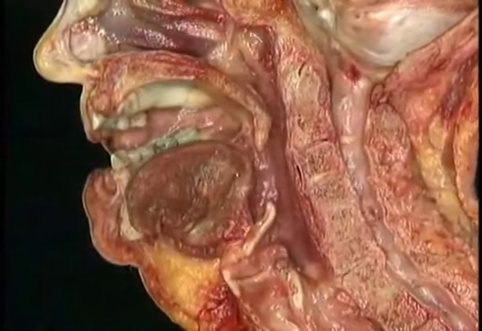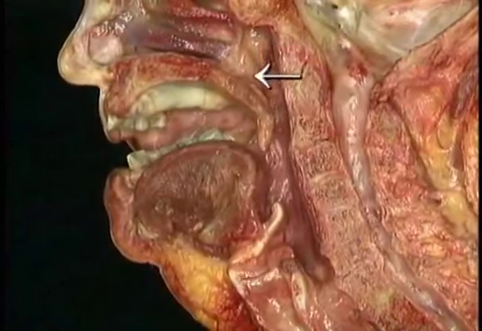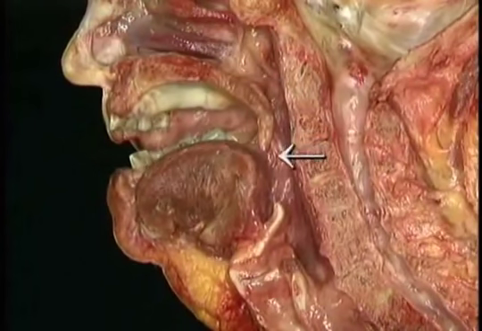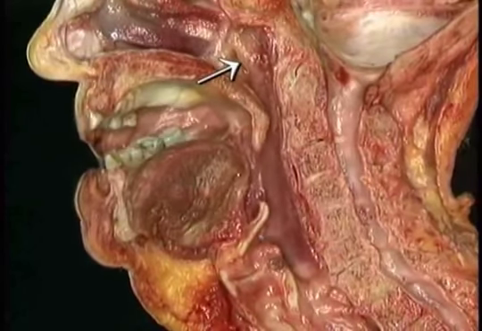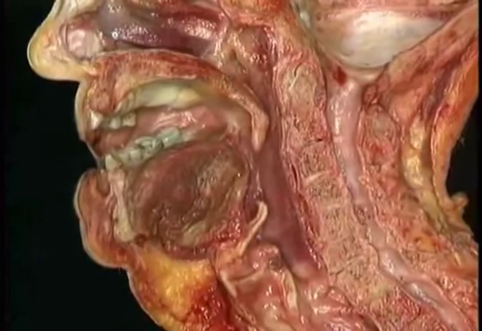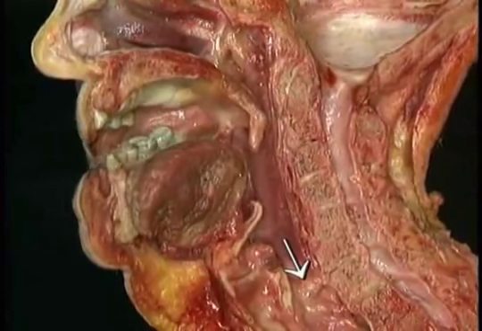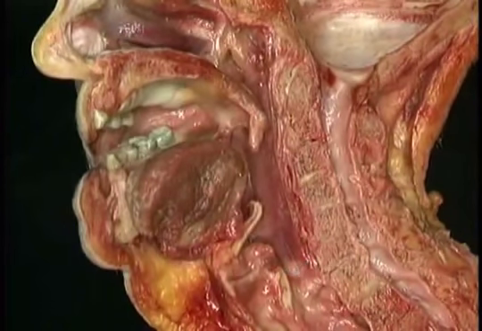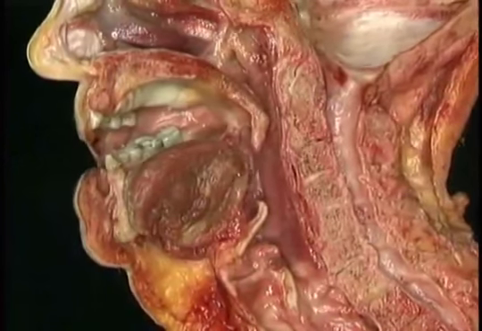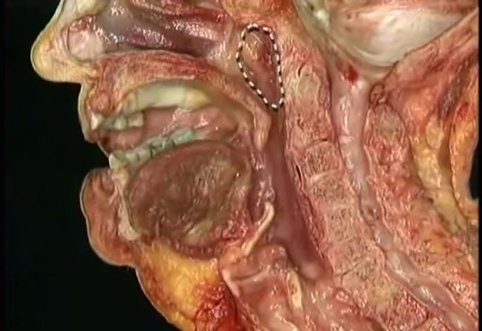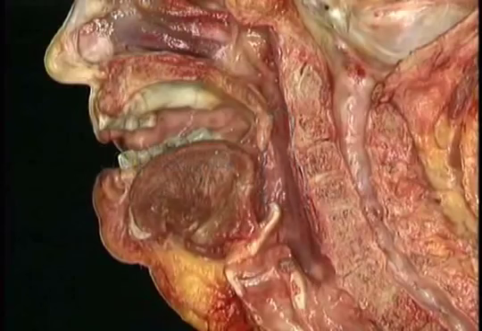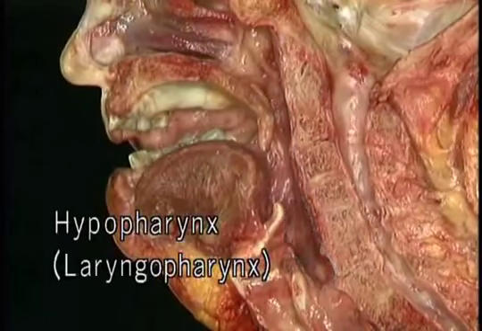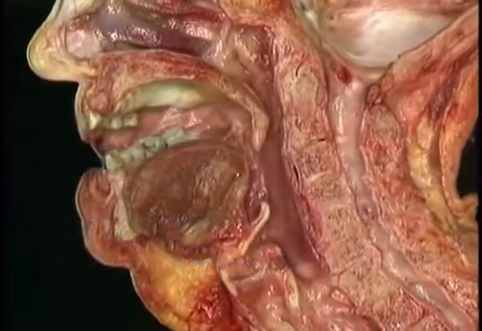The pharynx opens forwards into the nasal cavity, the oral cavity, and the larynx. Up here, it opens laterally into the auditory tube, as we've seen. Down here, it opens downward into the esophagus. The pharynx is often described in 3 parts: the nasopharynx, which we've looked at already, the oropharynx, and the hypopharynx, also sometimes called the laryngopharynx.